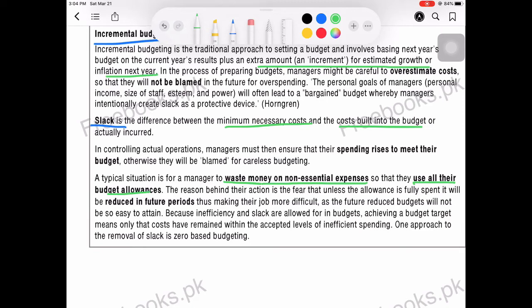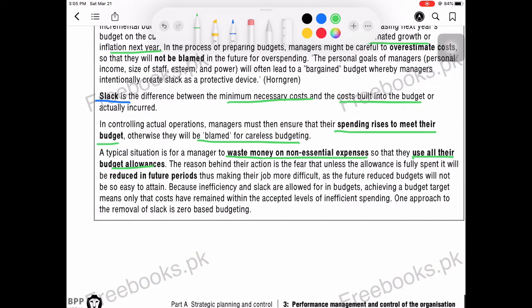So slack is the difference, okay, this we read. In controlling actual operations, managers must then ensure that spending rises to meet their budget, otherwise they will be blamed for careless budgeting. So here basically it means that when the managers are allocating a higher amount than the previous period in the current year, whenever there is a higher amount, they need to justify, they need to give the reasons for why this increase has been made, because the approving authority is still the senior management. So still they have to give the reasons. That's what it means here.